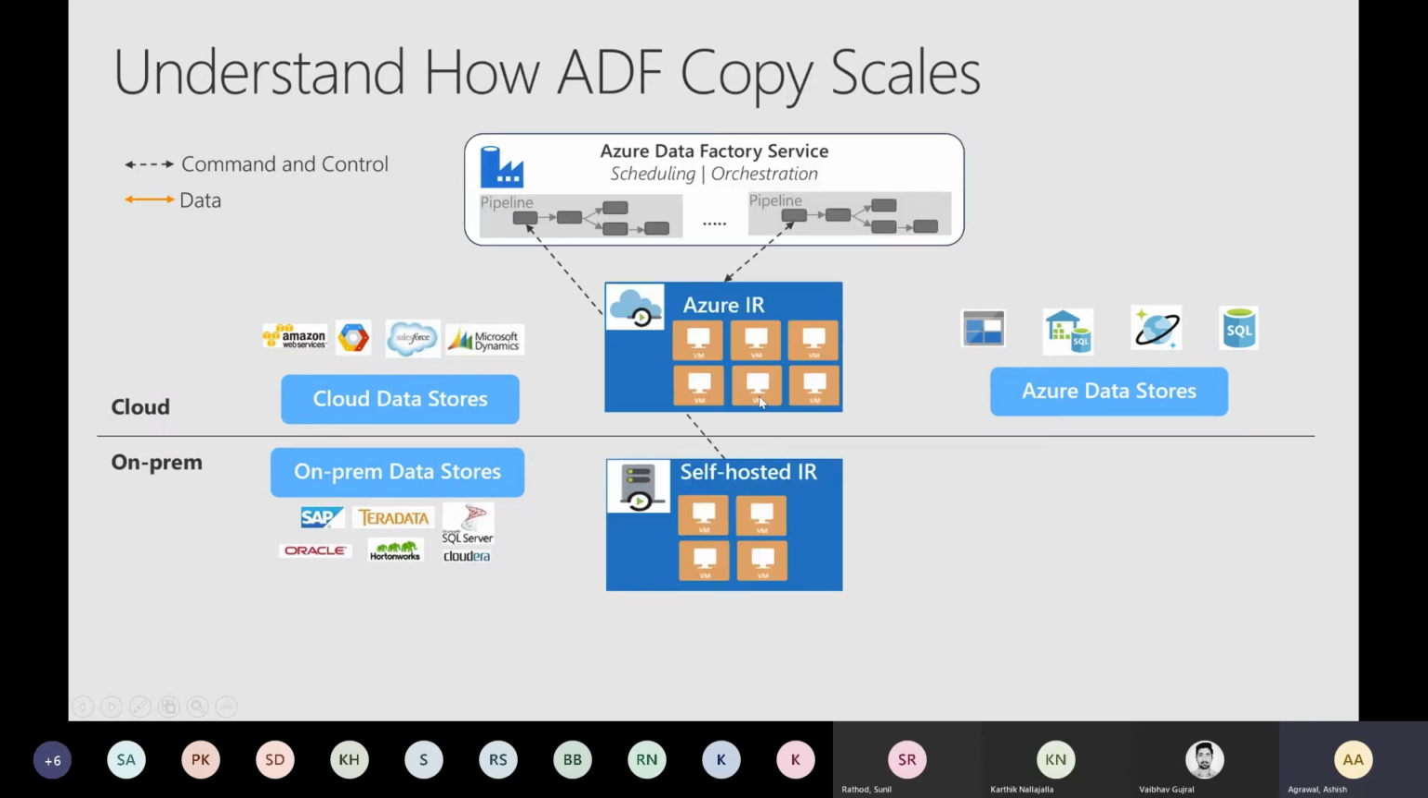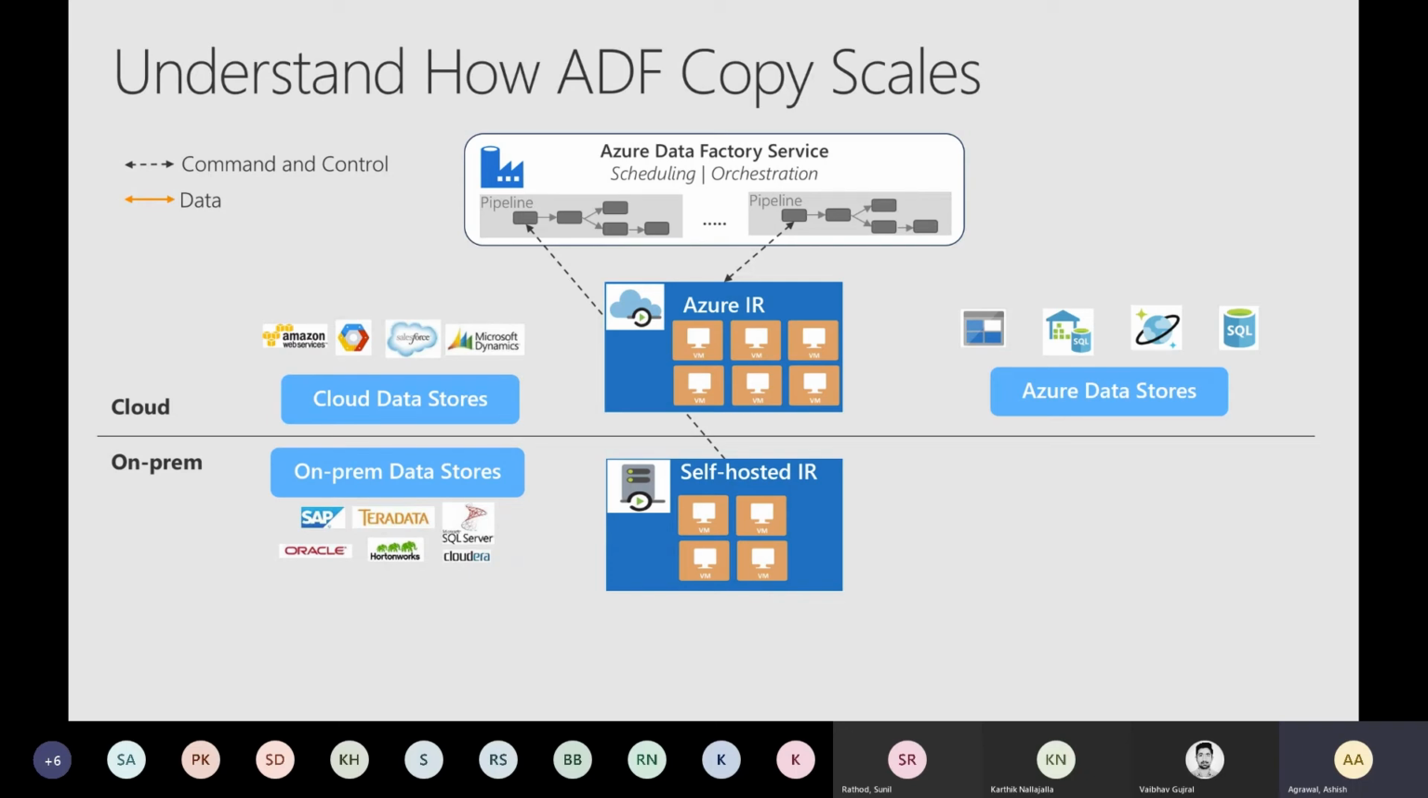Now, ADF is scalable at different levels. Your ADF control flow can start with multiple copy activities in parallel. For example, you could use for each loops, and you can nest your copy operations so that you have parallelism built in.